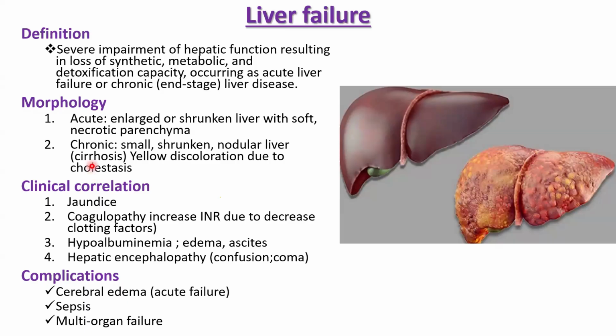This is what you'll see when you do the postmortem, or maybe during our pathology lessons. You'll appreciate that the liver will be a small, shrunken, nodular liver with yellow discoloration, as you can see here. Those are the pathological features we'll be able to appreciate. Then for clinical correlation, of course, jaundice, coagulopathies, hypoalbuminemia, and hepatic encephalopathy, where the person presents with confusion and coma.